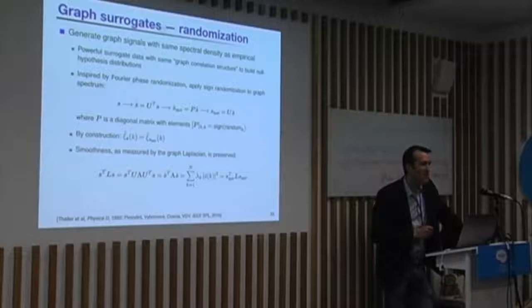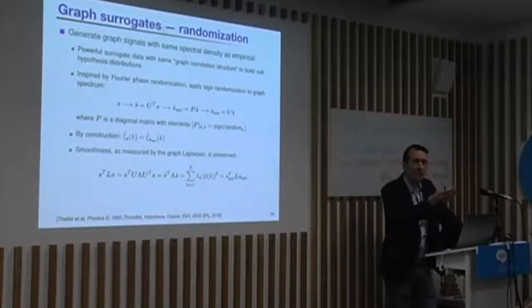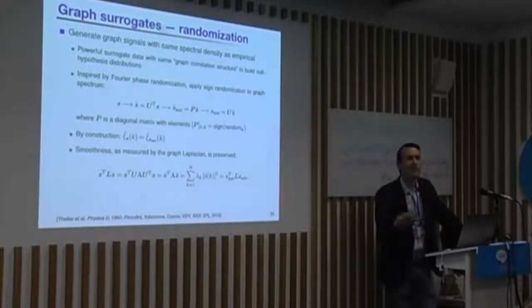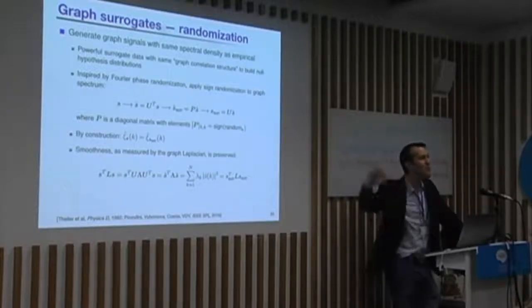So what we will do is introduce the concept of surrogate graph signals, which, as you might know from non-parametric methods like permutation testing, is basically all the same concept. You want to randomize something in your empirical data, and once you have randomized it, you use that to constitute a null hypothesis distribution.